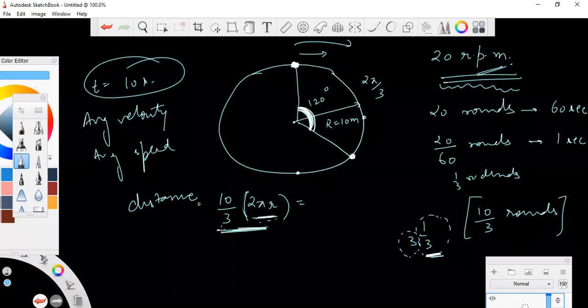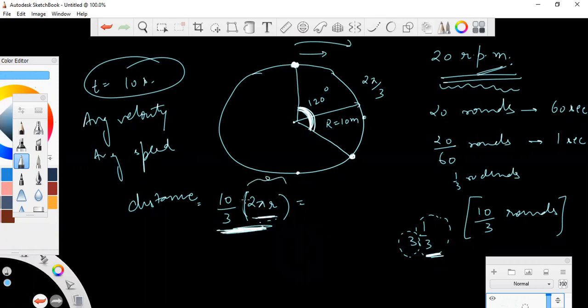This distance is this value. Is that fine? I'm saying that for one round it is supposed to be 2 pi r. So for 10 by 3 rounds it should be 10 by 3 into 2 pi r. Is that okay? Yes, sir. So R value is 10 because the radius is given as 10.